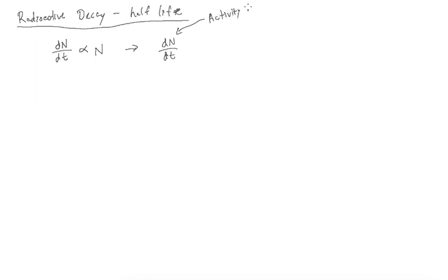And so in a lot of these results that I'll show here, you can just swap out N, your total number of particles, for activity, and we're going to set this equal to some negative constant times N. And we're going to call that constant lambda, the decay constant.